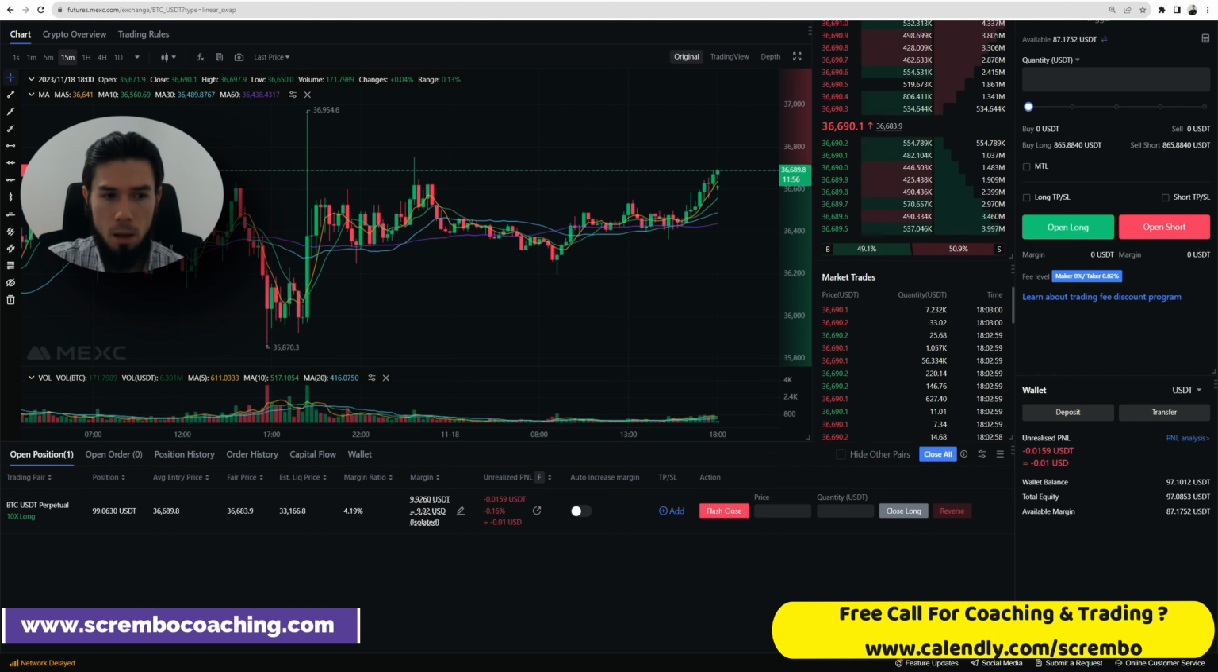Margin ratio, and this is the margin ratio basically of the whole account. And then the unrealized P&L, which is the result of the profit and loss you have with this trade.